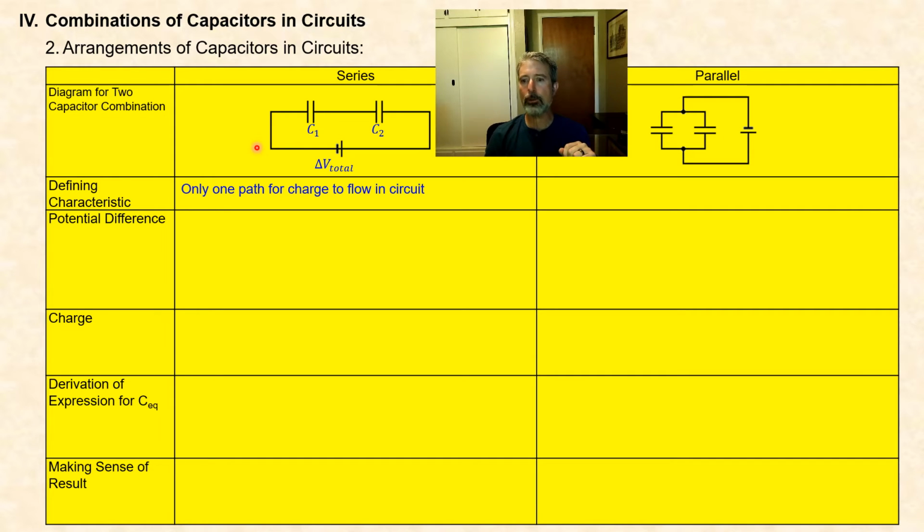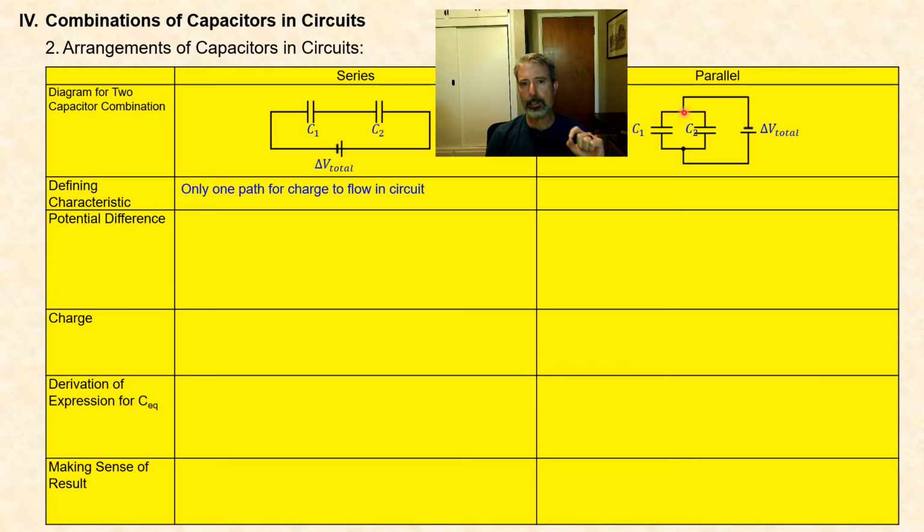Let's contrast that to a parallel arrangement. If I take my two capacitors and arrange them in parallel, we see once again we have the same voltage source, which is providing that electrical pressure to push charge through our circuit. But in a parallel arrangement, you'll notice that when we once again trace the path of electrons leaving the negative terminal of the battery, I'll trace that path with my laser pointer here.